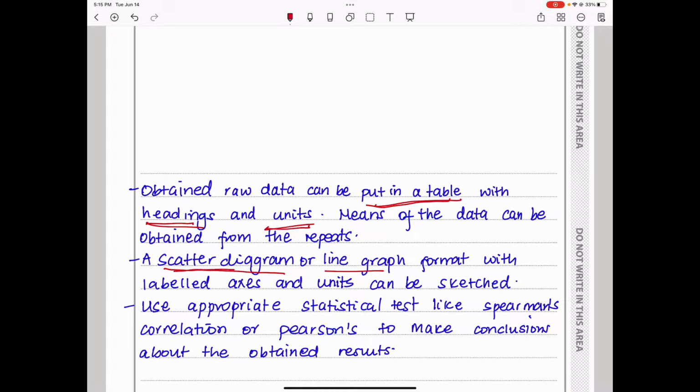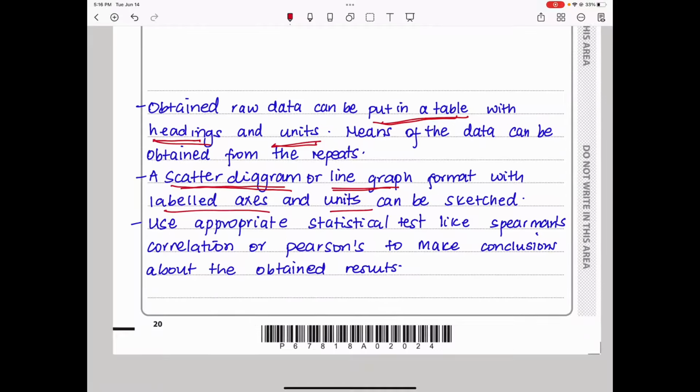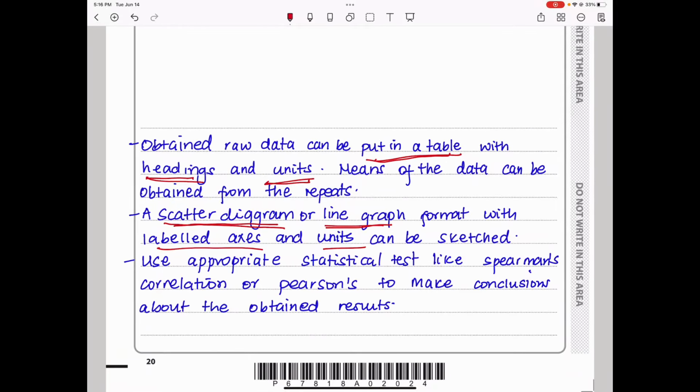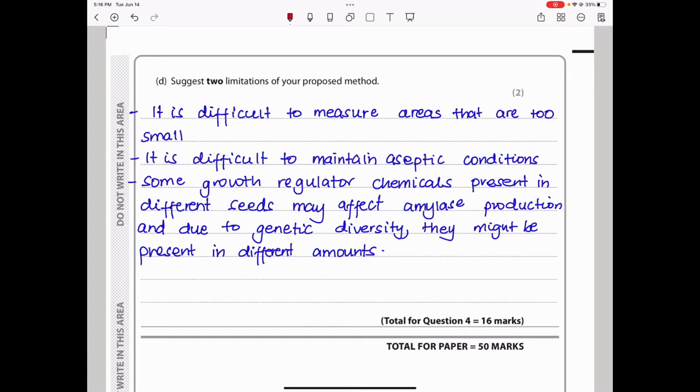It could be a scatter diagram with a line of best fit, or it could be a line diagram. This graph is going to have, of course, labels as well as units, and we can use appropriate statistical tests like Spearman's rank correlation or Pearson's, and then we can make a conclusion about the obtained results to see if there is significance or not, or if the student's idea or theory was right or not.